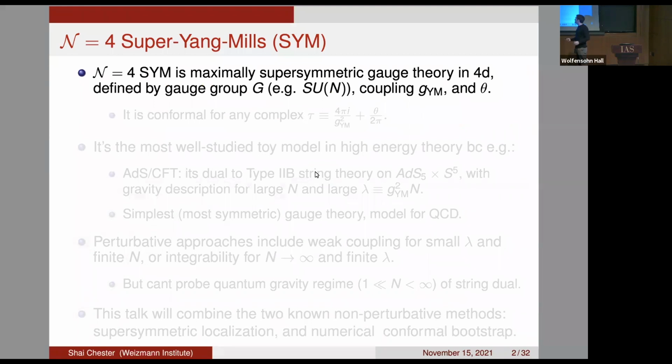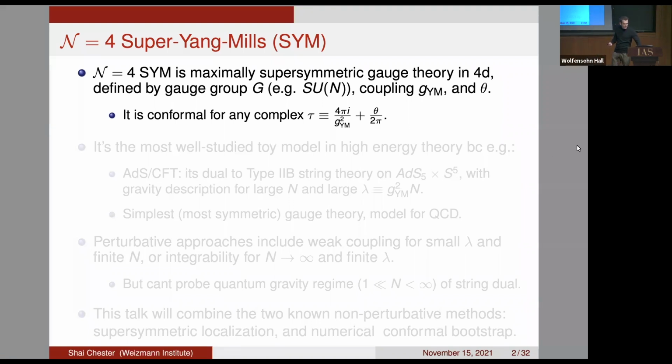As I'm sure everyone in the audience knows, this is a maximally supersymmetric gauge theory in 4 dimensions, which is defined by its gauge group G, for instance SU(N), which will be the main topic of today's talk, a coupling g_YM, as well as a theta angle. And this theory is conformal for any value of the complex coupling tau, which is defined by combining theta and g_YM as such.